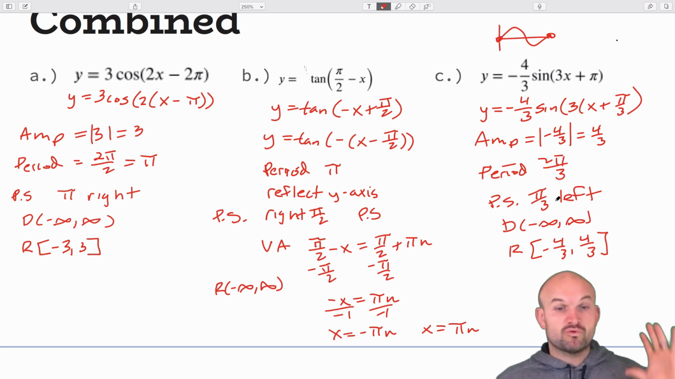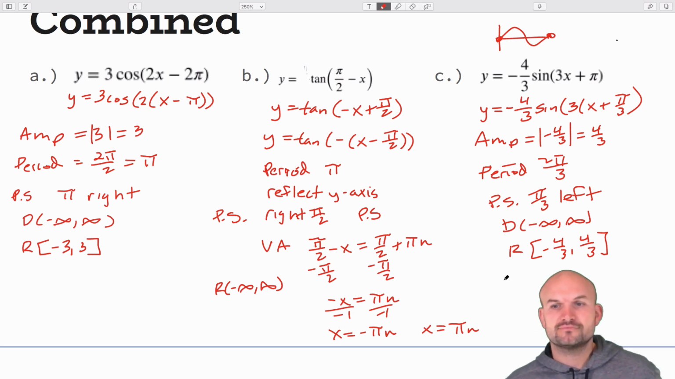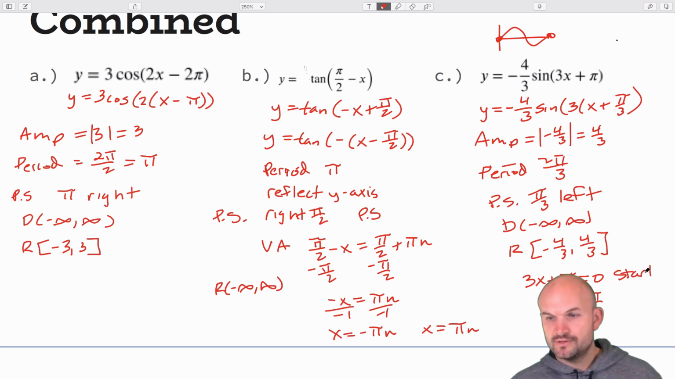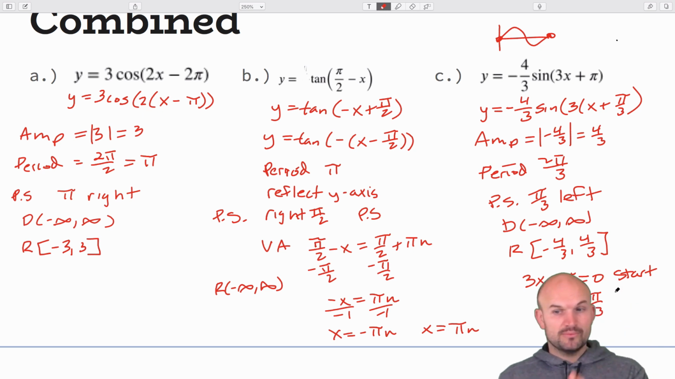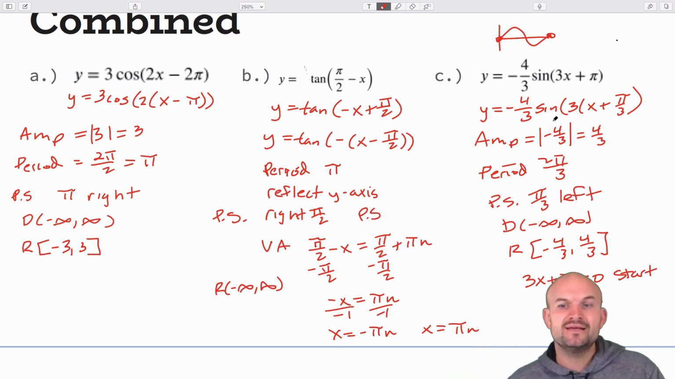So in the graphing form, what I teach my students to do is find the new starting point. If you have a shift left or right, you're going to have a new starting point. So what you're going to do is set your transformations equal to 0, then just solve for x, right? Originally you would start at 0, but now you're starting at -pi/3. So where did you go? Well, you shifted to the left pi/3. It's not left pi, it's left pi/3.